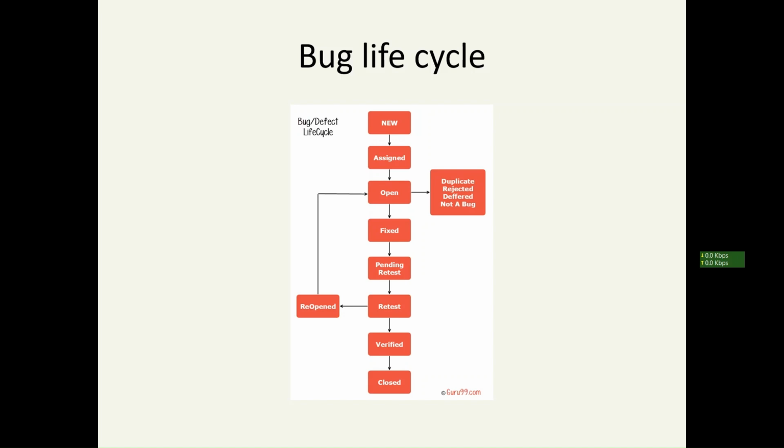So retest, verified, and closed testers will do. New, tester will do. Assigned, right? It will be assigned to a developer. Open, fixed, it will be done by the developer. Duplicate, deferred, rejected and all, it will be done by the developer. So all these things are called as status of a bug.